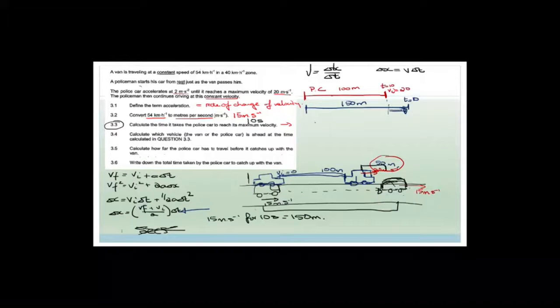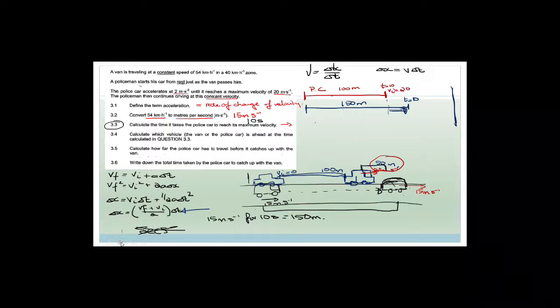Now, in order for them to catch up, the police car's displacement has to equal the van's displacement minus 50. Do you understand? Because the van has already traveled 50 meters ahead of him. So that is the bit the van needs to travel now, whereas the policeman has to travel another 50 meters. Do you understand that?